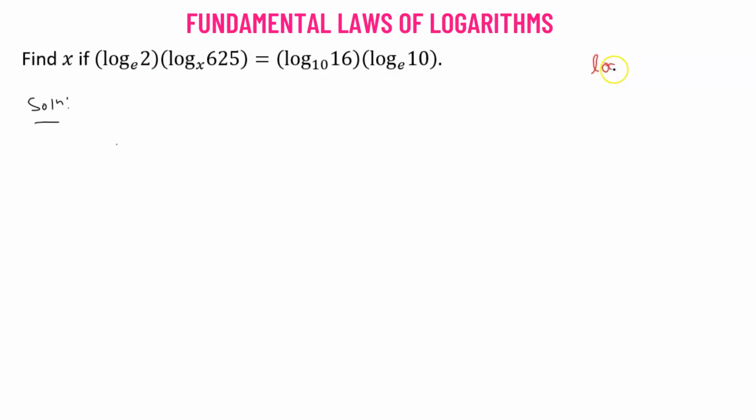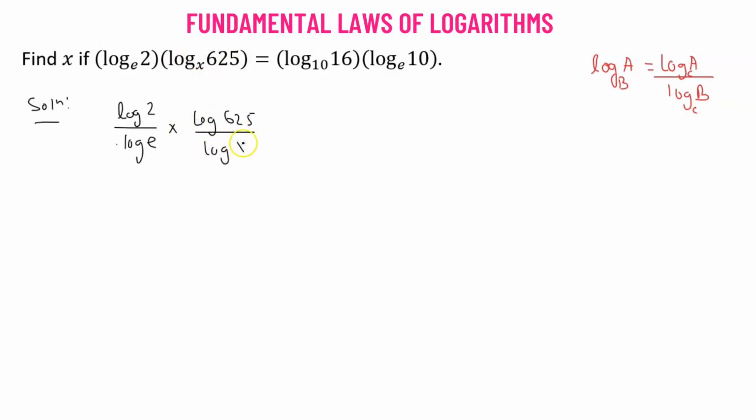That means if we have log of a with a base of b, that's the same as log of a divided by log of b, provided both of them have a base c. So we will rewrite each of the logarithms as log of 2 divided by log of e. So this is multiplied to log of 625. So we have log of 625 divided by log of x.